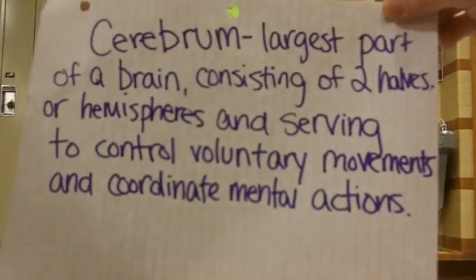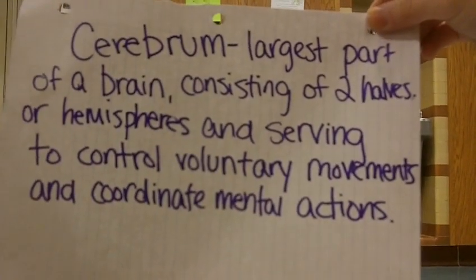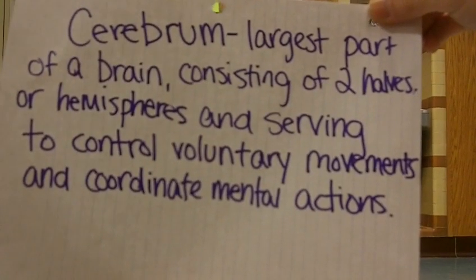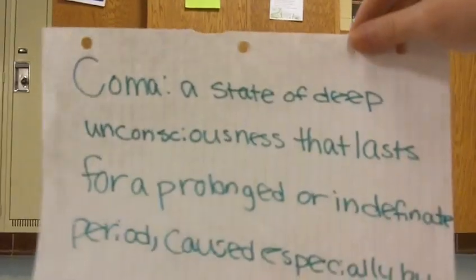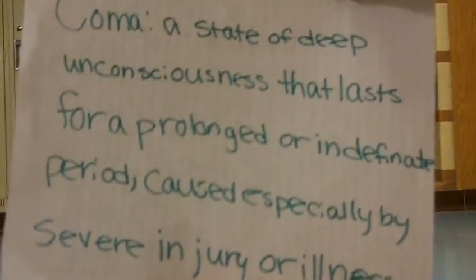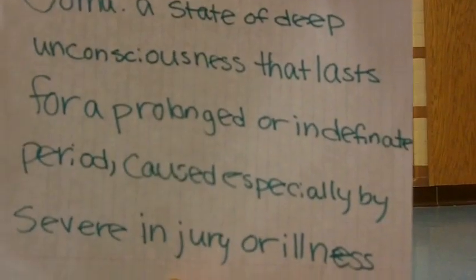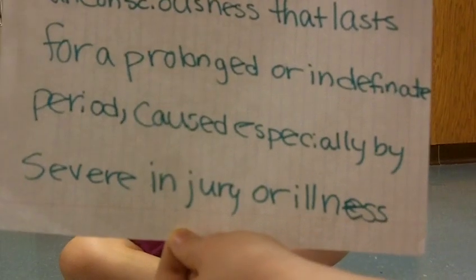Cerebrum: the largest part of the brain, consisting of two halves or hemispheres, and serving to control voluntary movements and coordinate mental actions. Coma: a state of deep unconsciousness that lasts for a prolonged or indefinite period, caused especially by severe injury or illness.